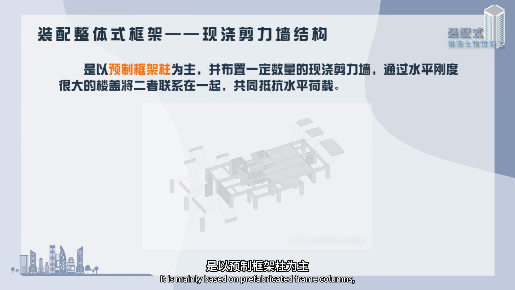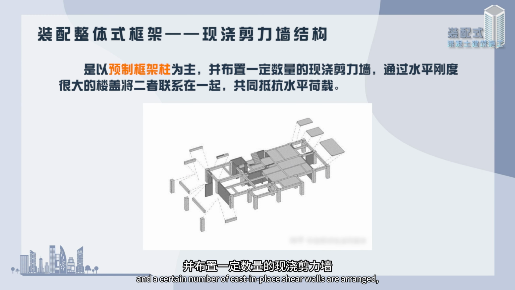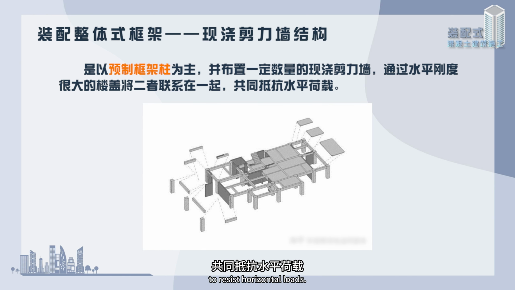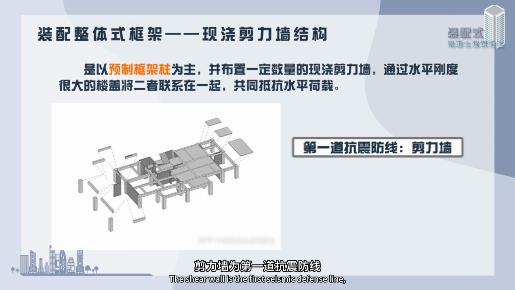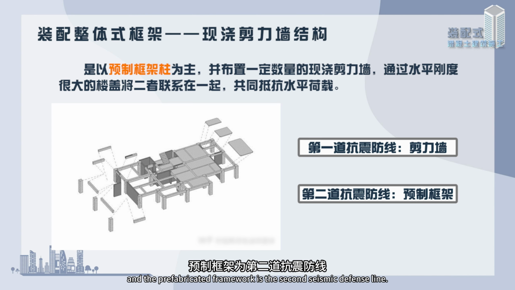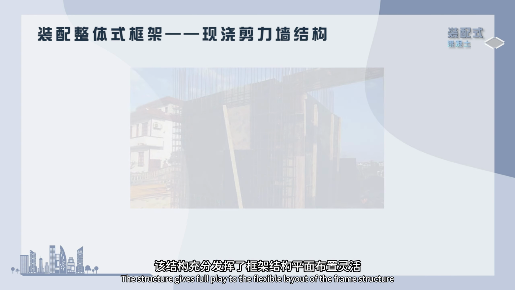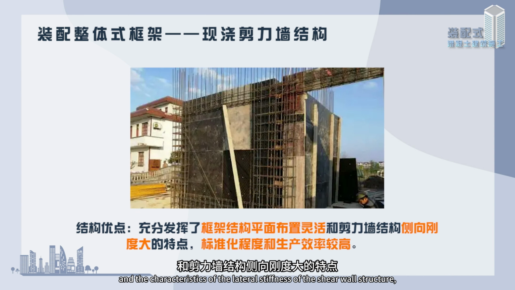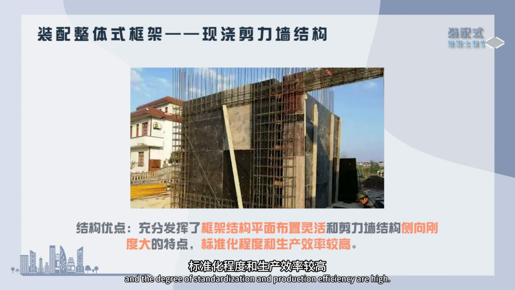Assembled integral frame cast-in-place shear wall structure. It is mainly based on prefabricated frame columns, and a certain number of cast-in-place shear walls are arranged, and the two are linked together by a floor slab with high horizontal stiffness to resist horizontal loads. The shear wall is the first seismic defense line, and the prefabricated frame is the second seismic defense line. The structure gives full play to the flexible layout of the frame structure and the characteristics of the lateral stiffness of the shear wall structure. And the degree of standardization and production efficiency are high.